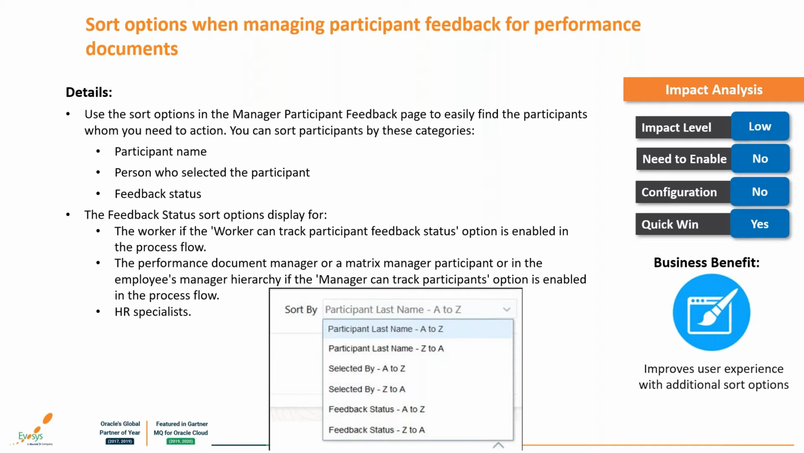So let's say that as an HR administrator, you want to search the participants who have submitted the feedback. So you can just sort by the feedback status and say A to Z, and then you will find that in the S section, you will find all the participants who have submitted their feedback.